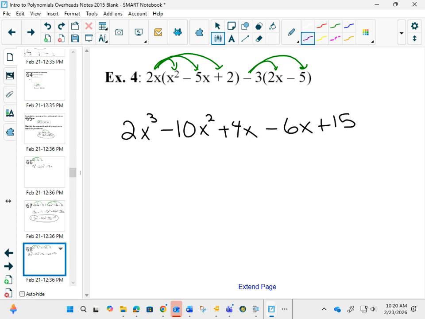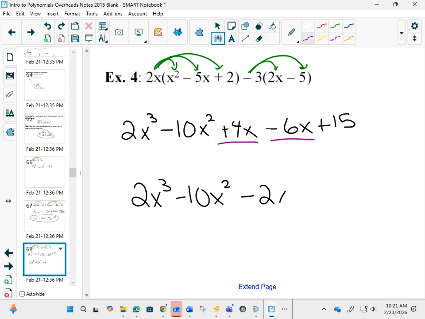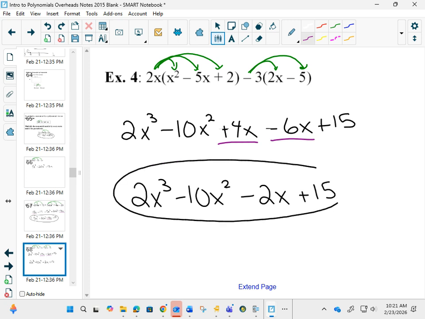Then next, do we have any like terms? Do we have anything with x cubed? Nope, that's only one. Anything else with x squared? Nope, but those two are like terms. So my final step: 2x cubed minus 10x squared, plus 4 minus 6 gives negative 2x, plus 15. We put a circle around this. This is the final answer.